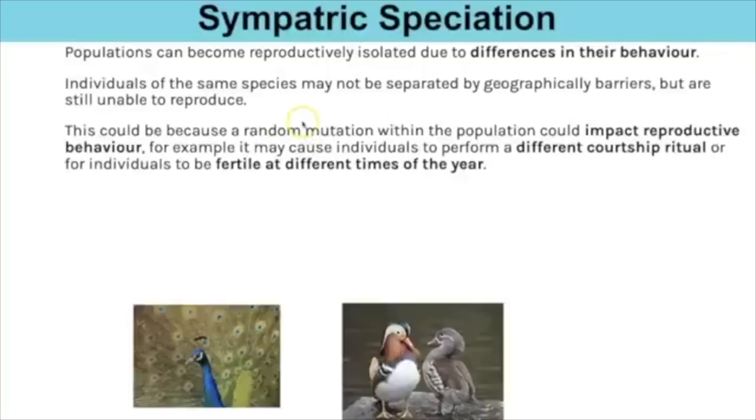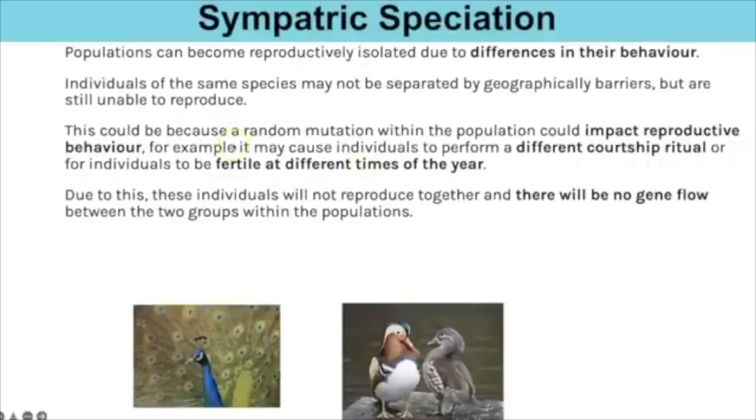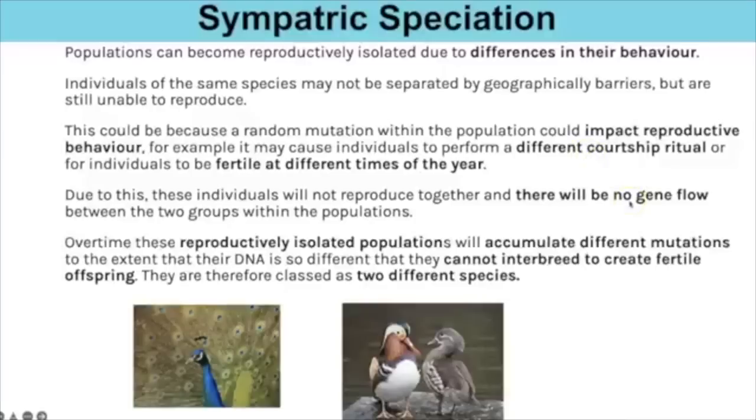This could be because a random mutation has impacted the reproductive behaviour. So for example, it might cause individuals to perform a different courtship ritual, or maybe they now become fertile at different times of the year. So even if they did mate, they wouldn't become pregnant, and therefore they would not be mixing genes within that particular gene pool. Due to this, these individuals will not reproduce together, and there'll be no gene flow between the populations. Over time, these reproductively isolated populations, just like in the other example, accumulate different mutations to the extent that their DNA is so different they are no longer classed as the same species.